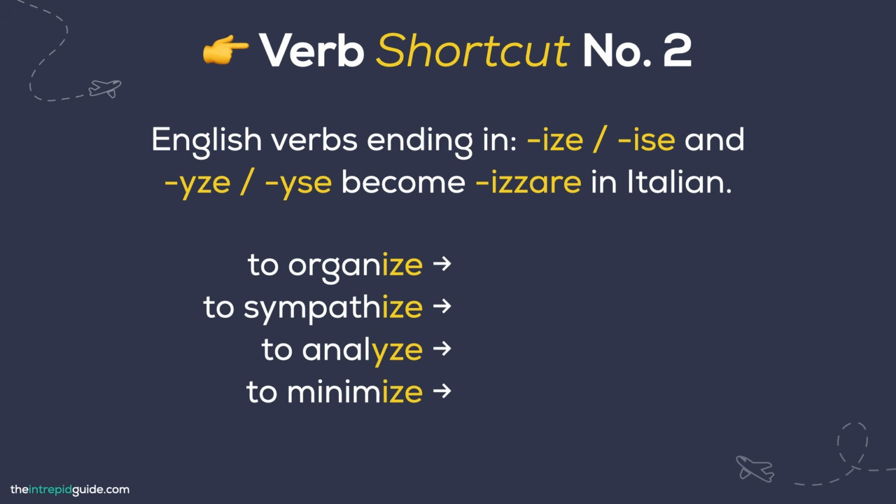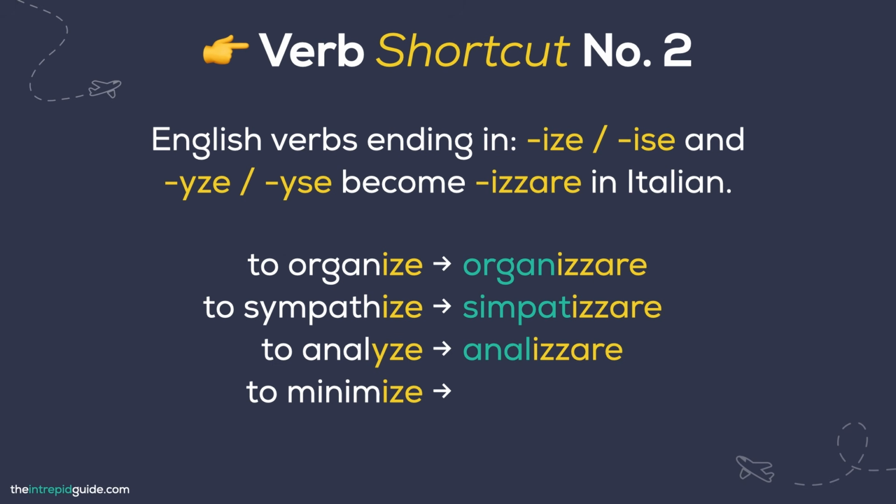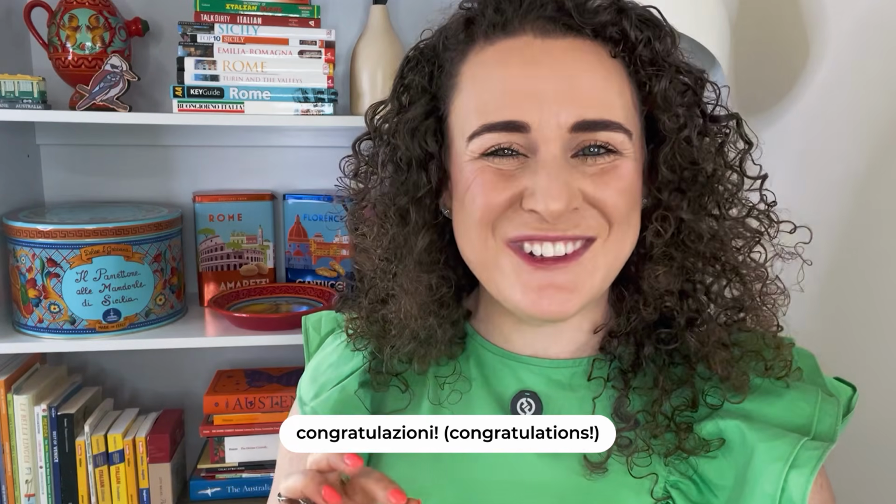To organize becomes organizzare, to sympathize becomes simpatizzare, to analyze becomes analizzare, to minimize becomes minimizzare. Now, if you've ever said realize, recognize, or optimize in English, congratulazioni. You already know the Italian verb. Moving on to shortcut number 3.